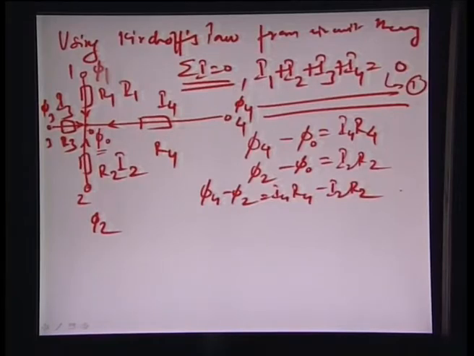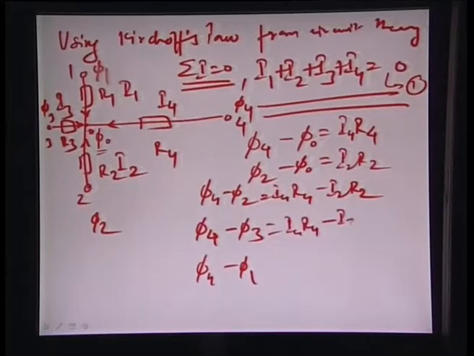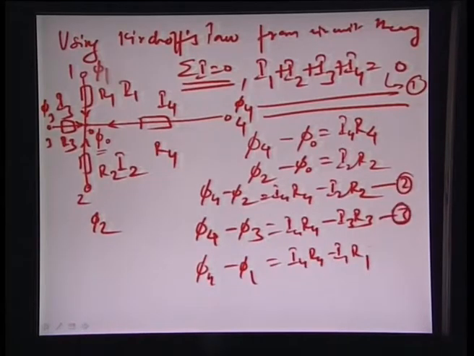All right. Or we also assume in an identical manner phi 4 minus phi 3 and phi 4 minus phi 1 to be I4 R4 minus I3 R3 and I4 R4 minus I1 R1. Let us call these equations 2, 3 and 4 respectively.